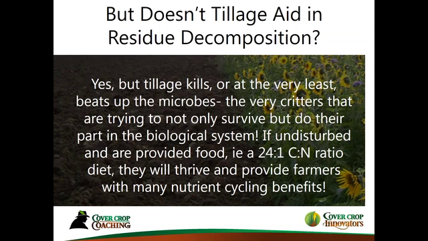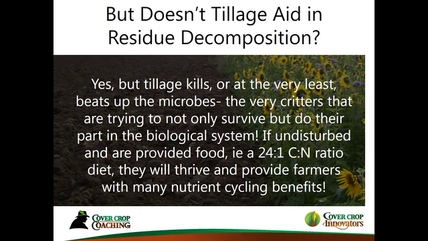So if we leave them undisturbed and we provide them food, we try to give them that 24:1 C to N ratio, that smorgasbord diet that we as humans like, then they're going to thrive, and they'll provide us as farmers with many nutrient cycling benefits. So again, that's the theory behind all this. That's our goal. That's what we're trying to do.